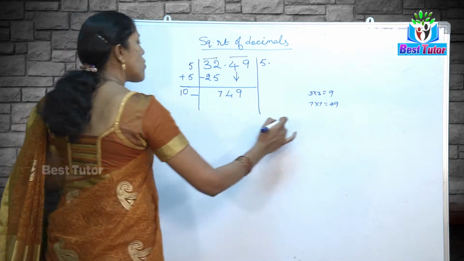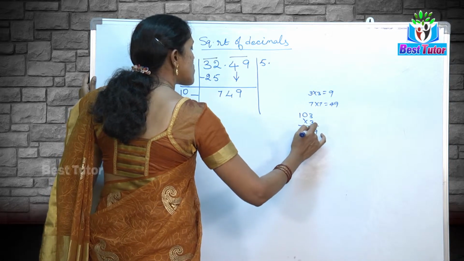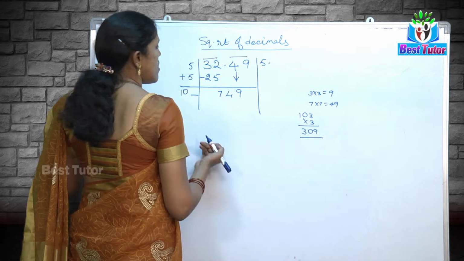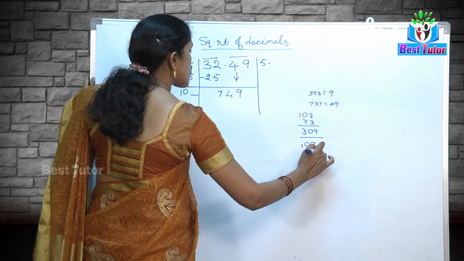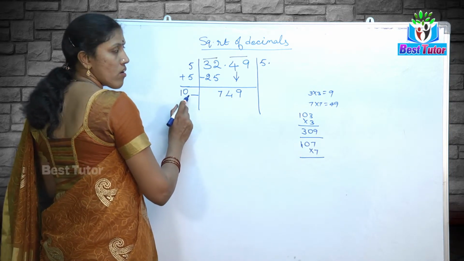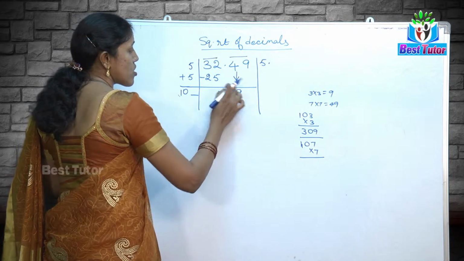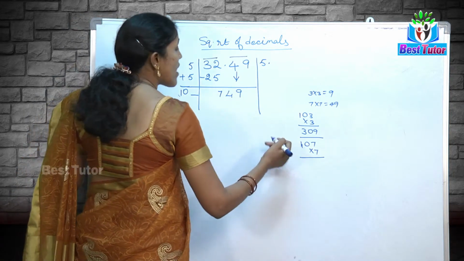So let me choose 1 or 3 first. 3 3s are 9, 3 zeros are 0, 3 1s are 3. It is not a suitable choice. So what if I take 107 into 7? Actually this is going to be a suitable choice because approximately this is going to be 100, this is going to be 700. If I multiply this with 7, I am going to get a suitable number. That is also a guesswork.